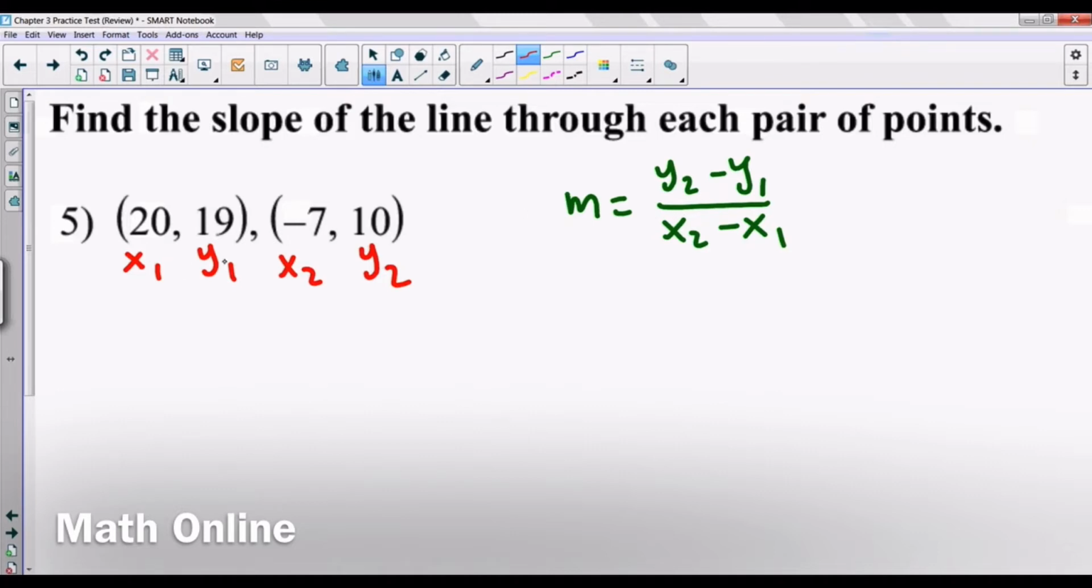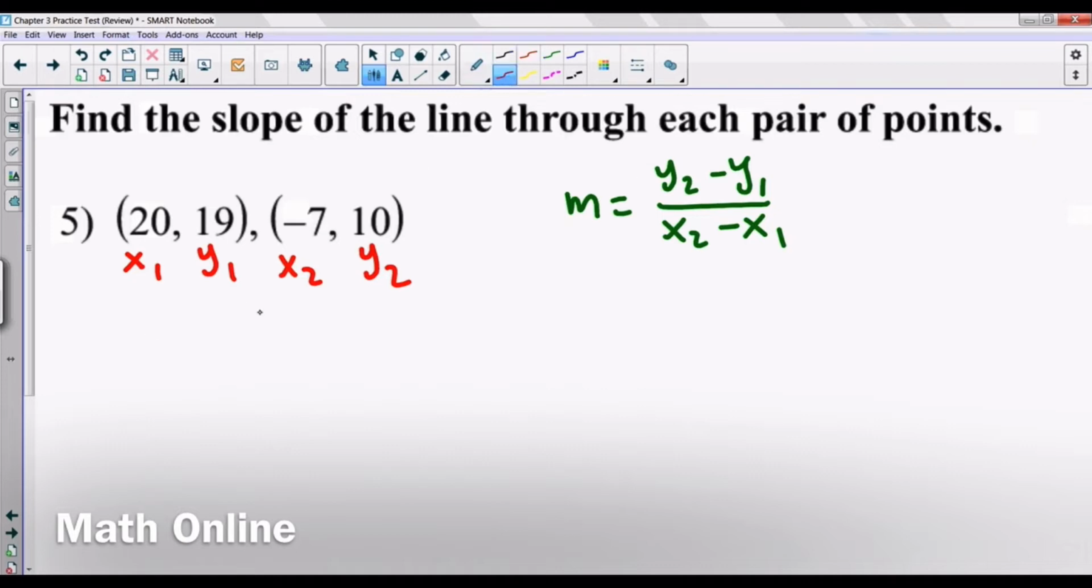So make sure that when you label them correctly. If this point becomes your first point, it must have all ones. X must have a 1, Y must have a 1. If this is your second point, the X must have a 2, the Y must have a 2. Okay? And if you switch these points, then vice versa. All right. So with that in mind, let's go ahead and substitute these values into that formula.